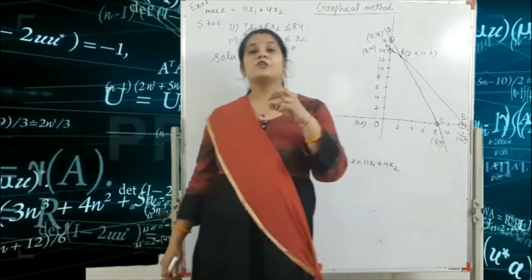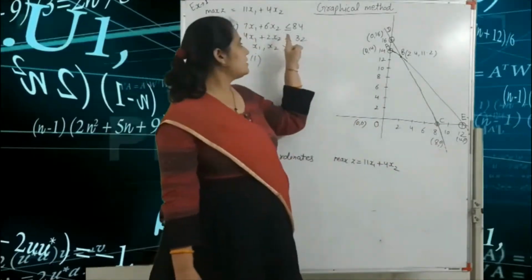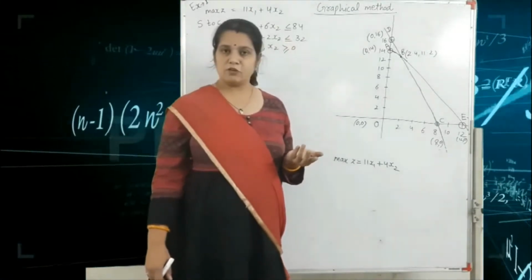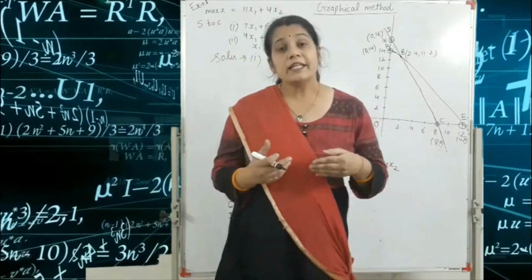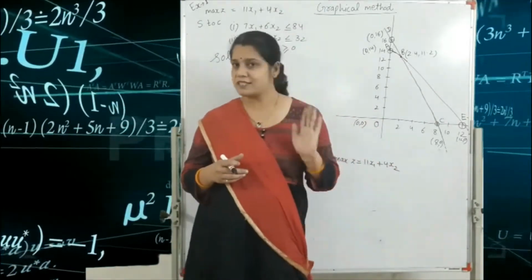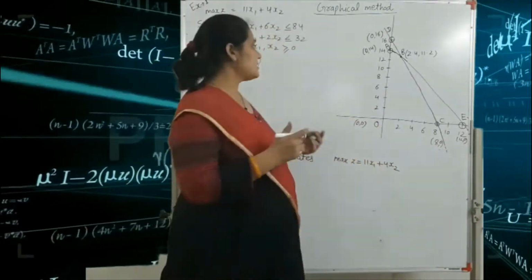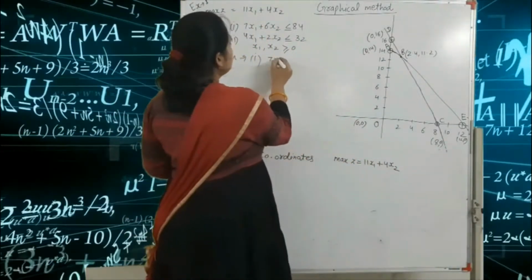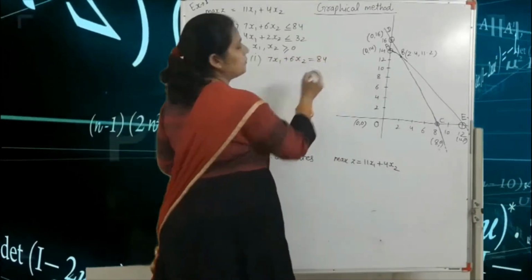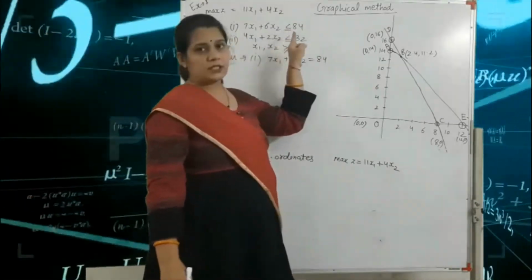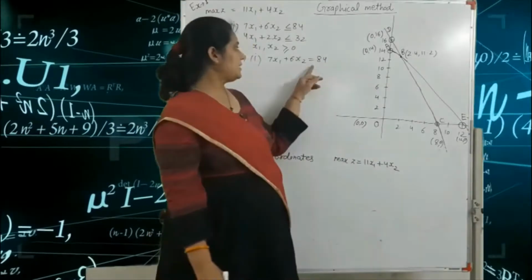First you convert the inequality. Inequality, that means what? Less than or equal to sign or greater than or equal to sign. So first you convert the inequality into the equal form. This is the first step for solving the graphical method. So we write here the first equation: 7x1 plus 6x2 is equal to 84. Got it? First we convert the inequality into the equality form.